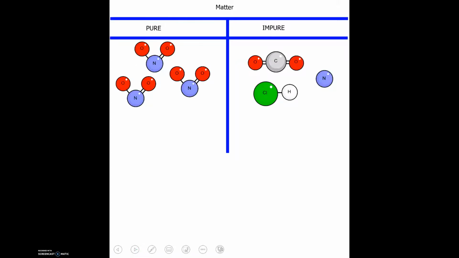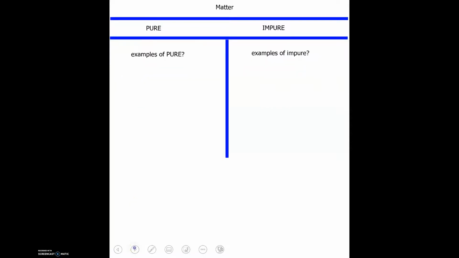All right, so looking at matter, we can also classify it between pure or impure. So for pure, they're going to be all the same elements. Impure, there's going to be different elements. So if you want, you can go ahead and draw this picture out. So what are some examples of pure and examples of impure? Well, some examples of pure we can think of.